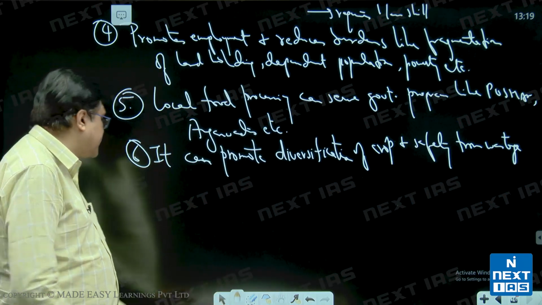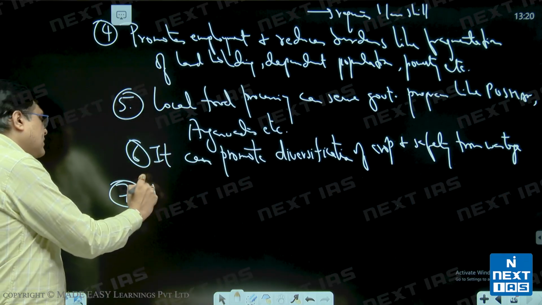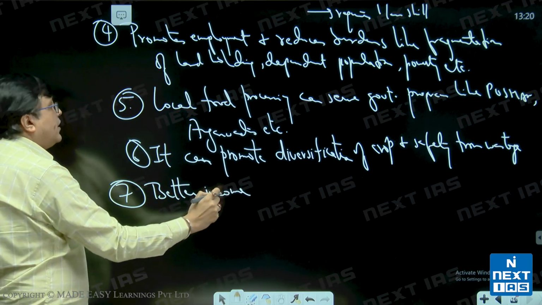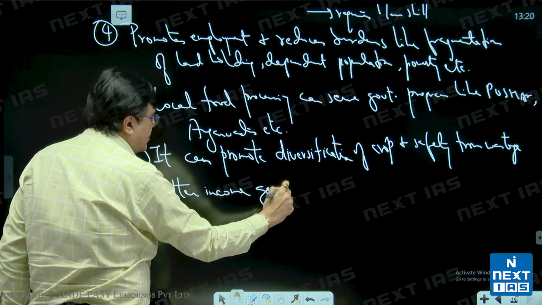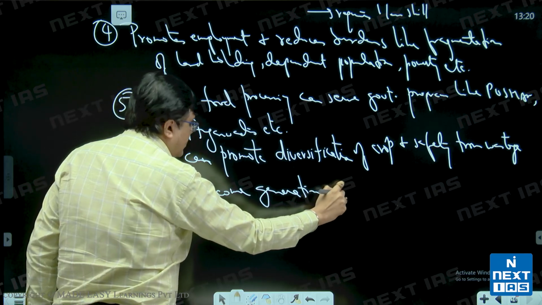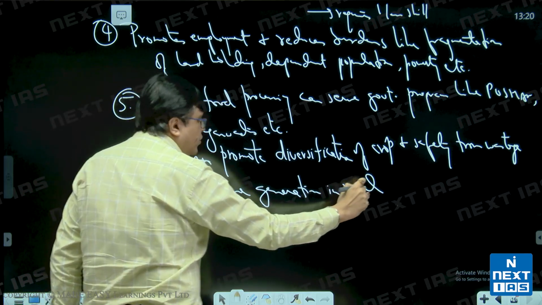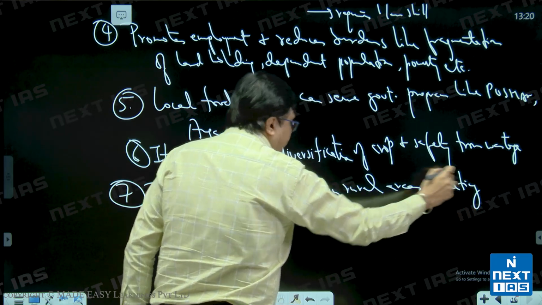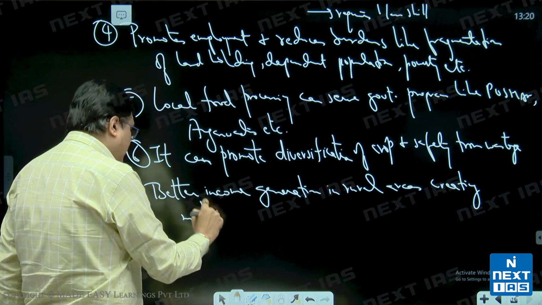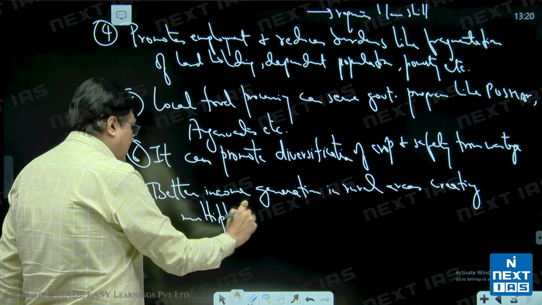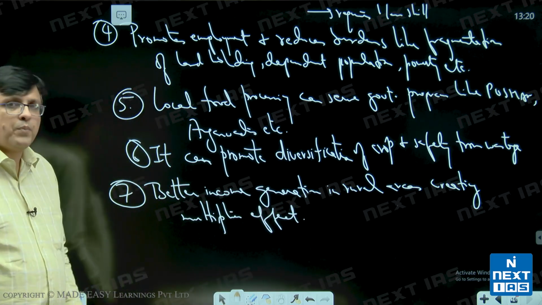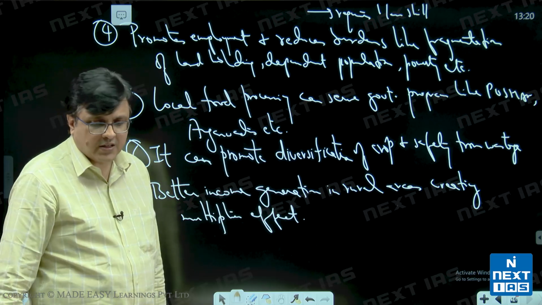Better income generation in rural areas, creating a multiplier effect. So these are the scopes that food processing brings for us.